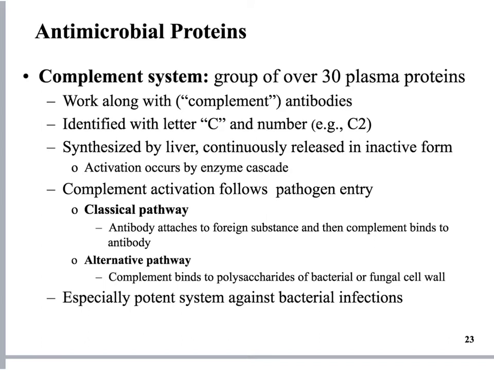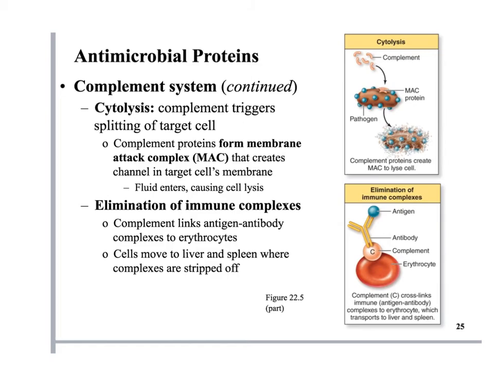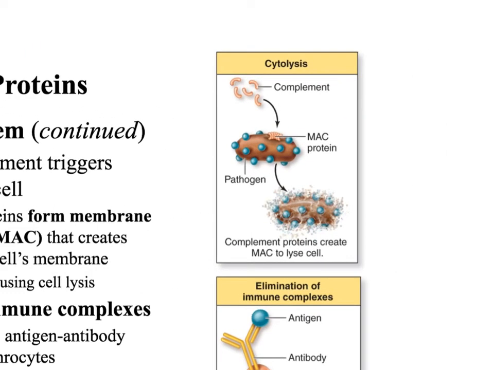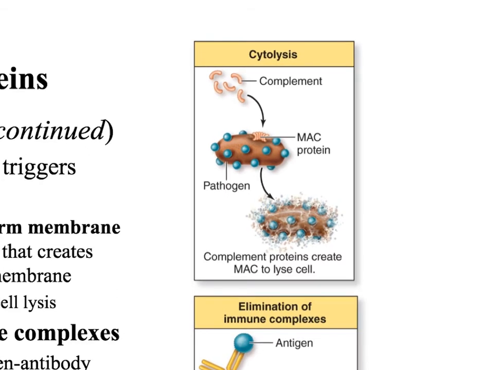So the classical pathway is what we call antibody mediated, because we need the binding of the antibody first, and then complement is activated. In the alternative pathway, complement can do it on its own. This is a great system against bacterial infections. So here's complement over here. If you look, there's no antibody present here, so this would be an alternative pathway.